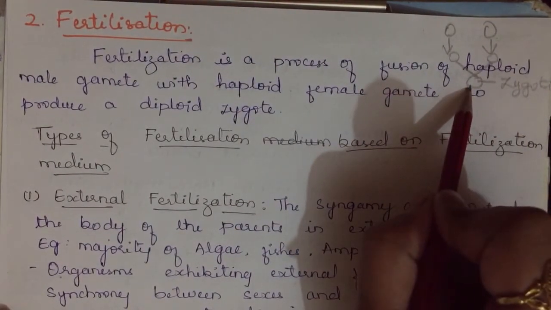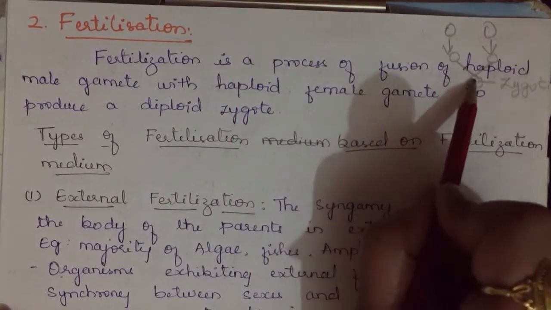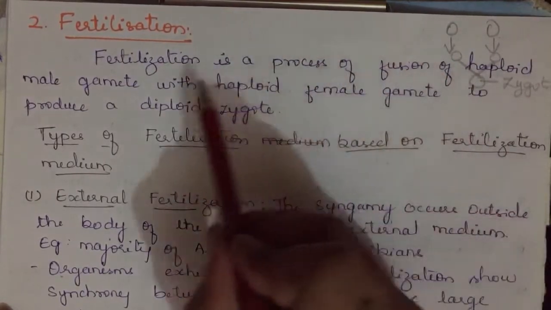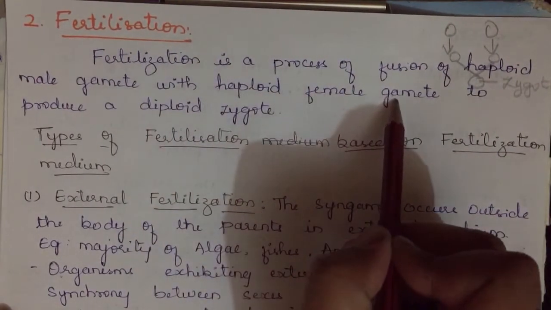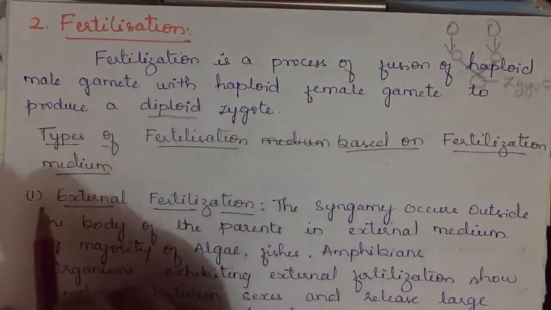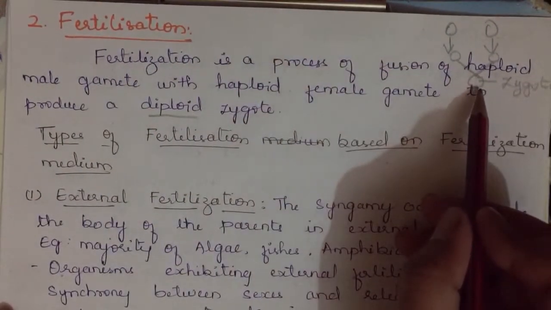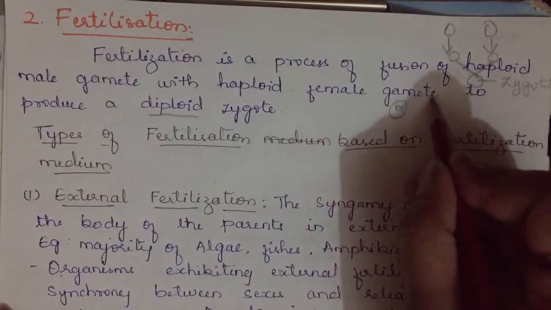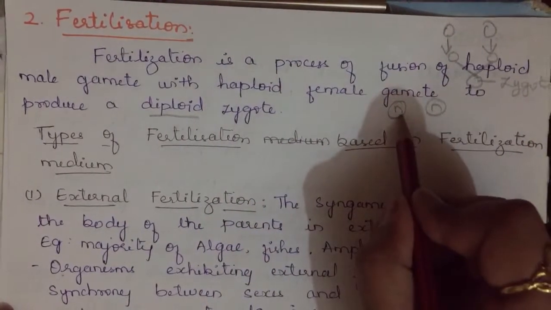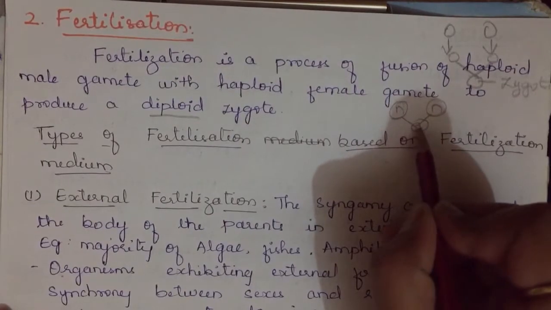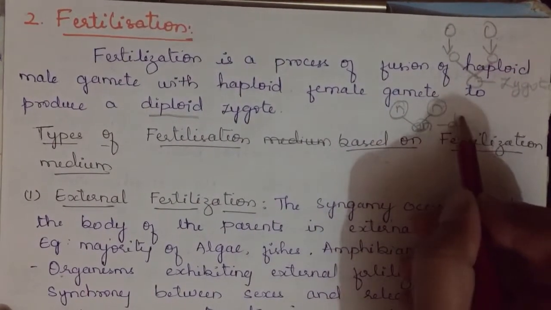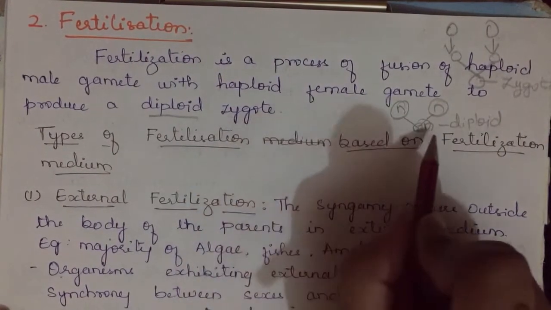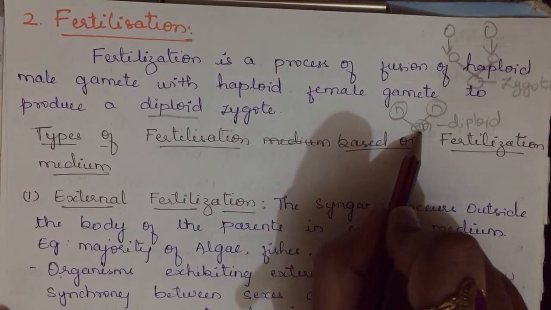What do you think? Is this zygote haploid or diploid? Think about it. Fertilization is a process of fusion of haploid male gamete with haploid female gamete to produce diploid zygote. You got the answer here. How did we get diploid zygote? Haploid male gamete is fusing with haploid female gamete. When both the N are getting fused, you will get how many N's? That is 2N. What do we call 2N? It is nothing but diploid. Diploid zygote, so that it will maintain the number of chromosomes in a particular species.